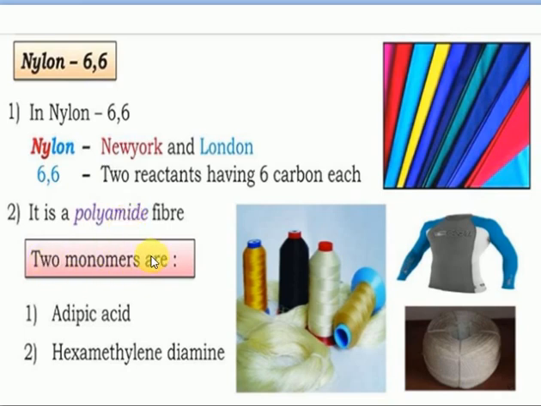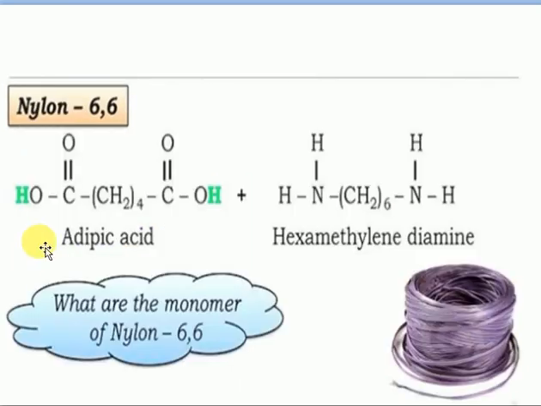There are 2 monomers: one is adipic acid, the other is hexamethylene diamine. When adipic acid and hexamethylene diamine undergo a condensation process, they form an amide. That amide is called nylon 6,6 only. Look very clearly at what happens from here onwards.